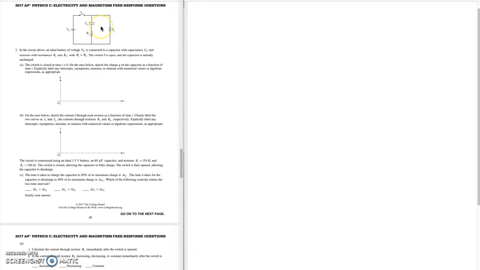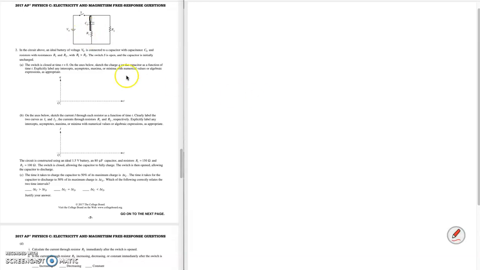This means that at the beginning, the capacitor acts like a wire. So we have resistor 1 and resistor 2 in parallel with each other. As the capacitor charges up and gets charge on it, and therefore a voltage across it, the relative currents are going to change, and we're going to end up with the battery supplying current just to R2 as the current is cut off in the capacitor branch.